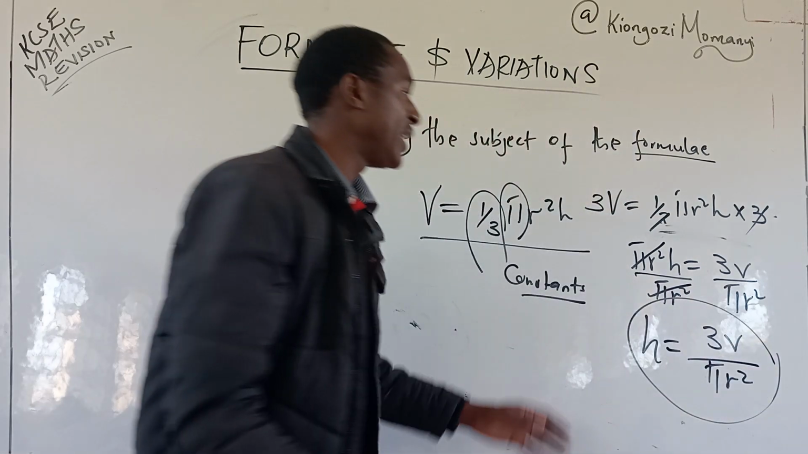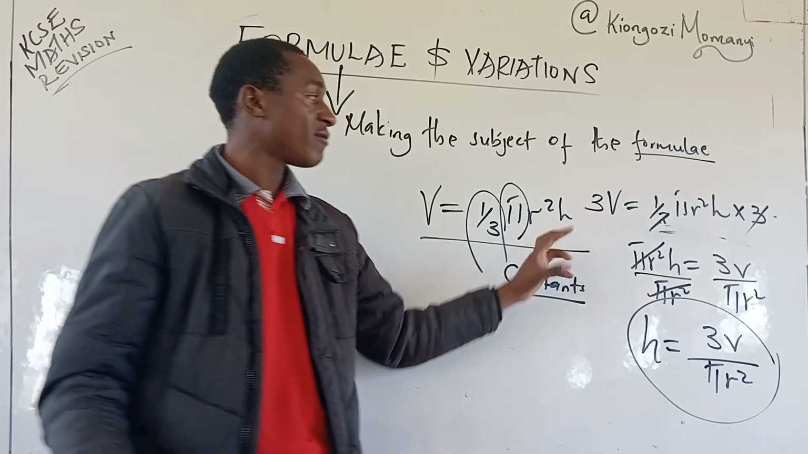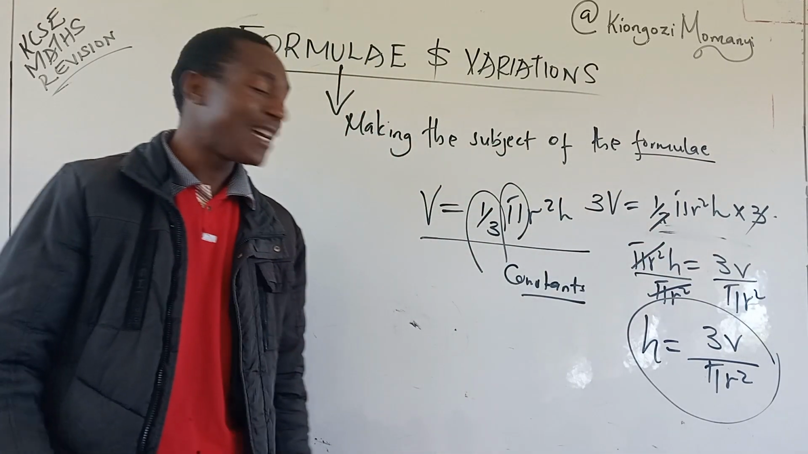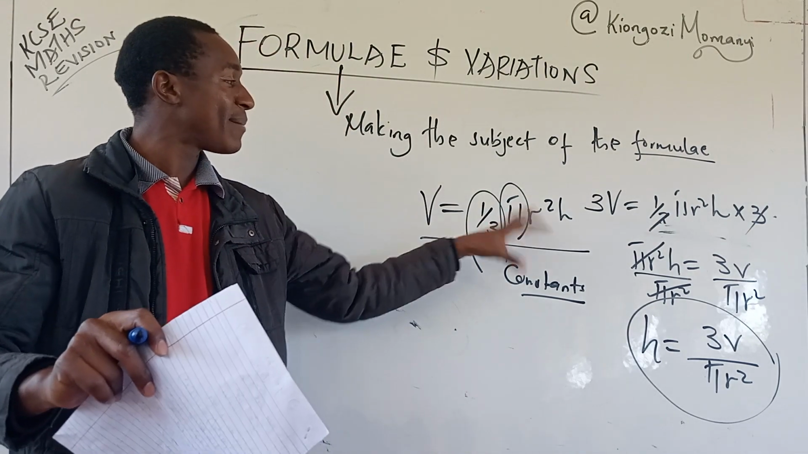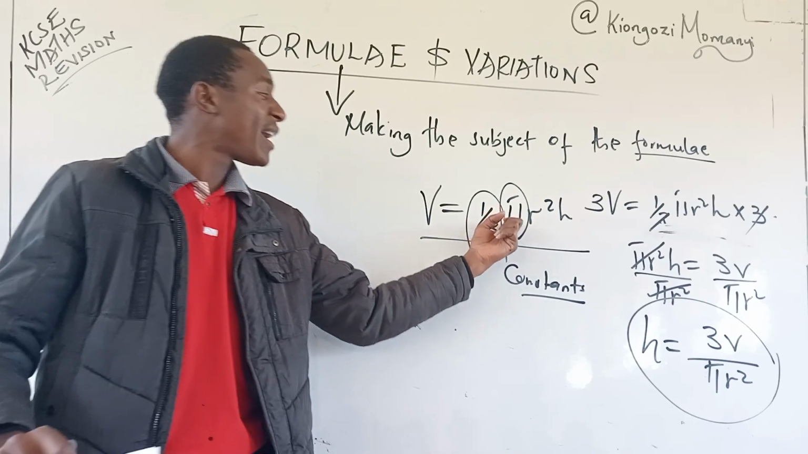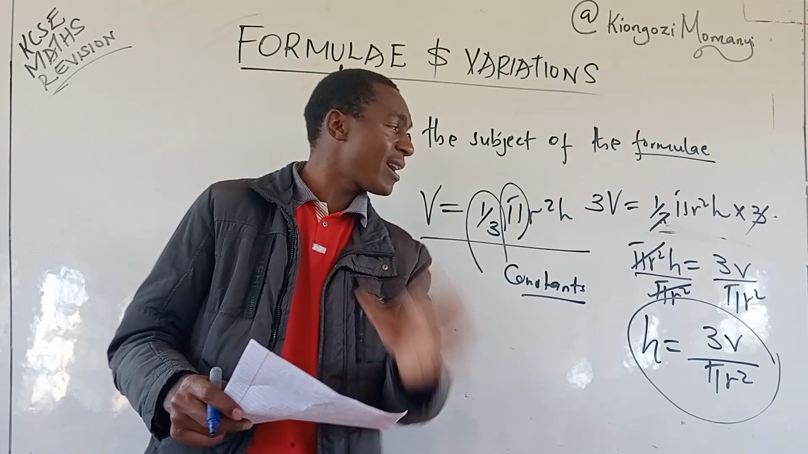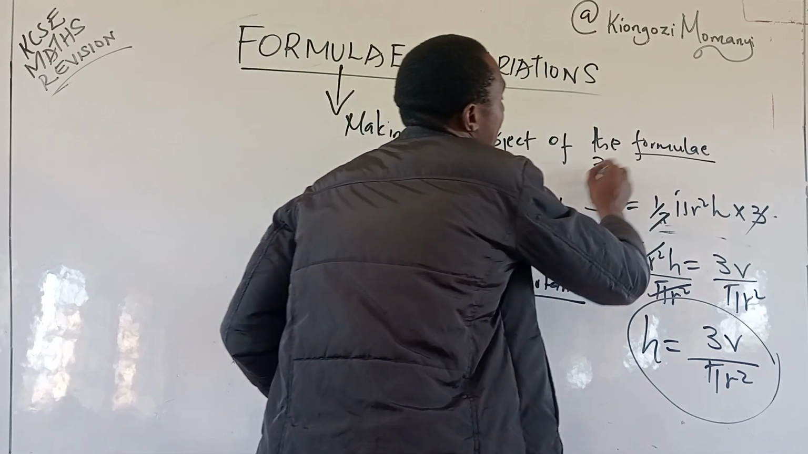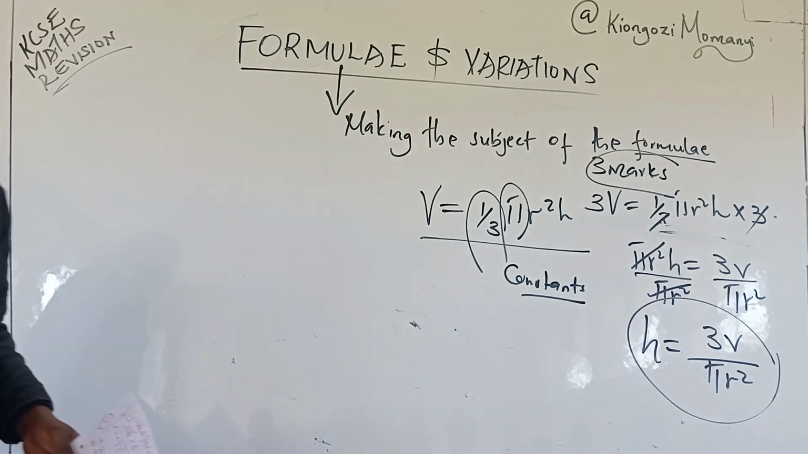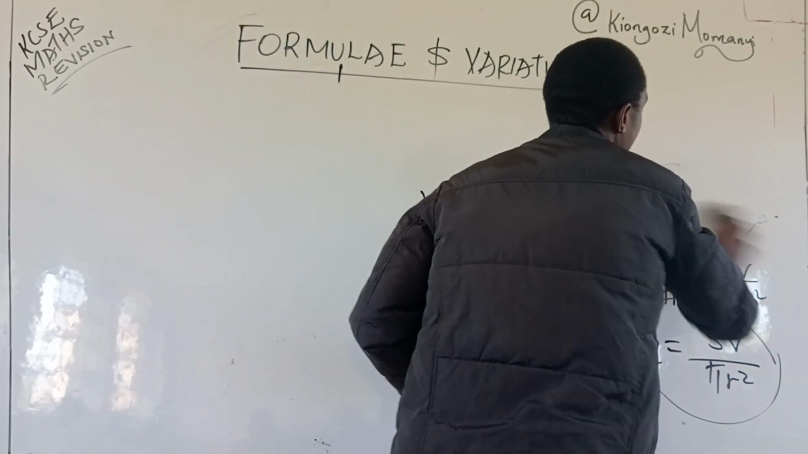So this is simply showing you how we were able to remain with h on one side and the rest of the variables on the other side. Remember, we have quite a number of operations. You can make r the subject of the formula. You can even make pi the subject of the formula depending on the question. It's a very easy exercise and it will earn you 3 marks. Now, before I give you the example, I will prepare you for variations.